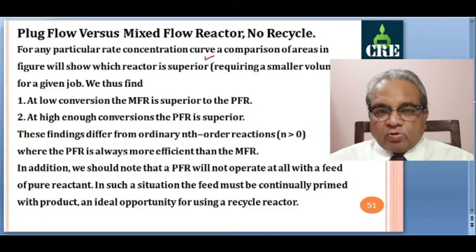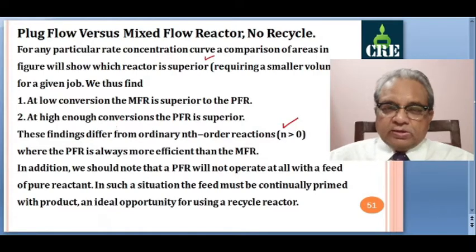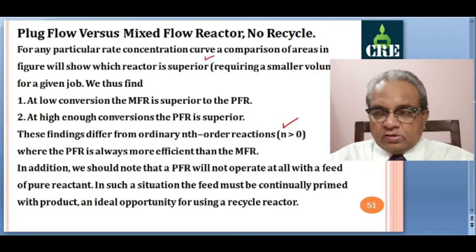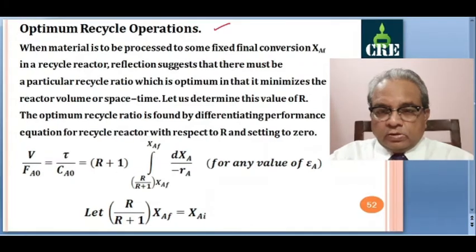These findings differ from ordinary nth order rates. In nth order, n greater than 0, what we have seen, PFR is always more efficient than MFR. Here at low conversions, MFR is superior. It is a different representation. In addition, we should note that PFR will not operate at all with a feed of pure reactant. So there will be some product, that is R, formed. So it is primed with product, or you can say some product is added, and recycle reactor is the best kind of reactor. Now we'll see optimum recycle operations.